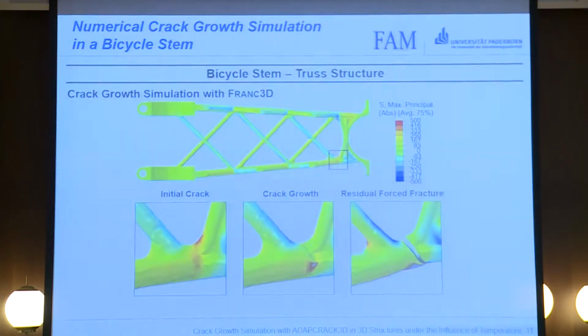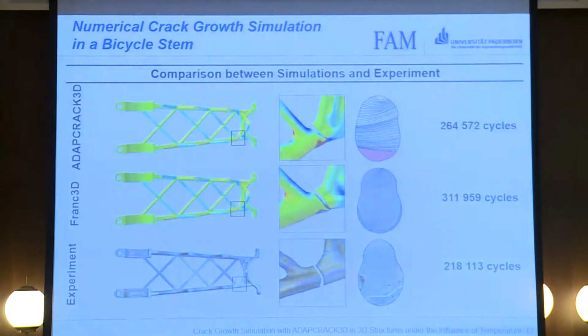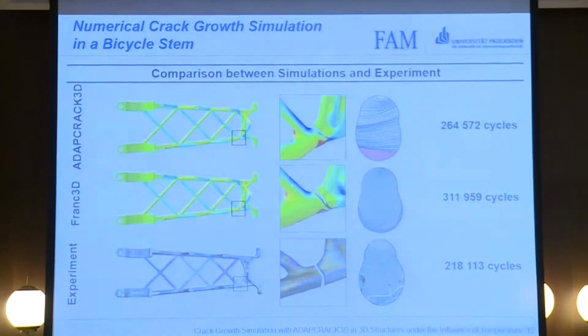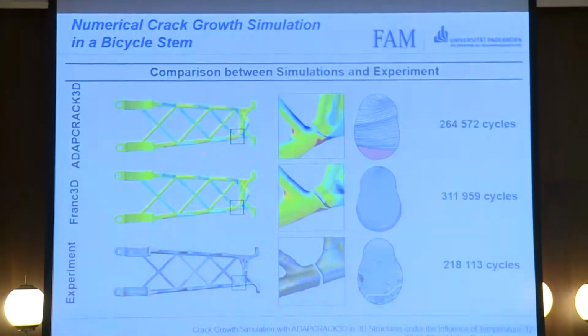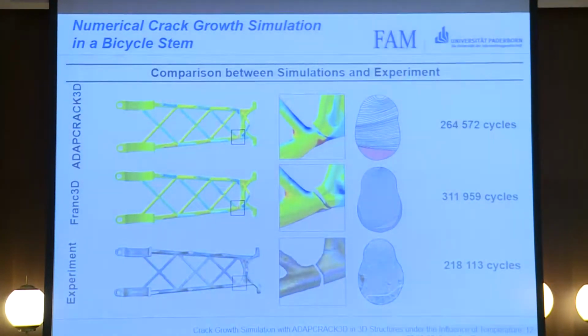We have done the same simulation in Fine 3D just to evaluate how good our software is. So you can see the initial crack, the crack growth and the residual force fracture here. Also the lifetime is around 47,000 cycles more. And again, my colleague Jan Peter Bogerman has done experiments on a product bicycle stem, and you can see the crack initiation place, the crack growth, and the fatigue crack growth and the forced crack surface are nearly the same. We see that there is a little difference in the forced fracture surface.